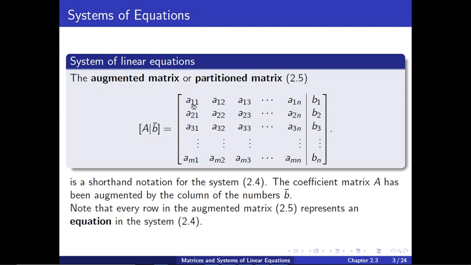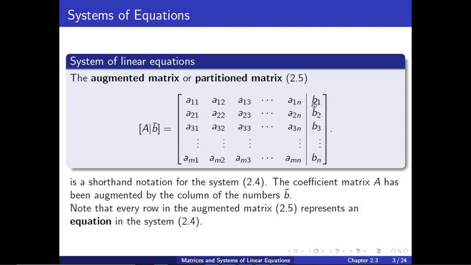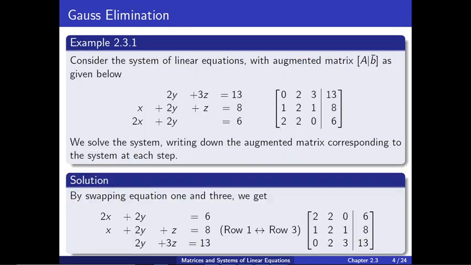Note that every row represents an equation in the system 2.4. So if we look, for example, at the first row, it is a11, a12, a13 up to a1n, b1. If you look at our first equation, it's a11x1 plus a12x2 up to a1nxn is equal to b1. So that's what we mean by every row representing an equation in the system 2.4. Right.